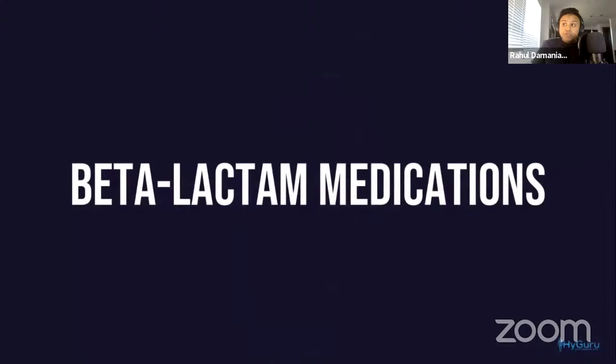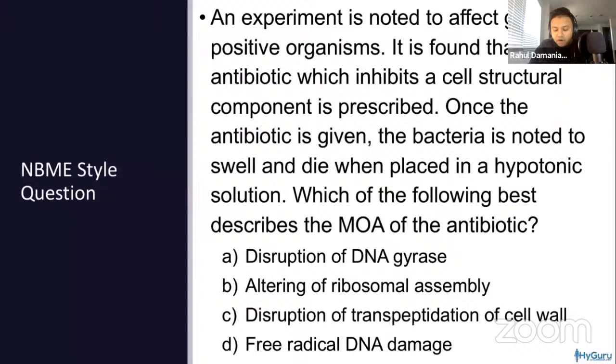Let's go ahead and start warm up today with a question. An experiment is noted to affect gram-positive organisms. It is found that an antibiotic which inhibits a cell structural component is prescribed. Once the antibiotic is given, the bacteria are noted to swell and die when placed in a hypotonic solution. Which of the following best describes the mechanism of action of the antibiotic?